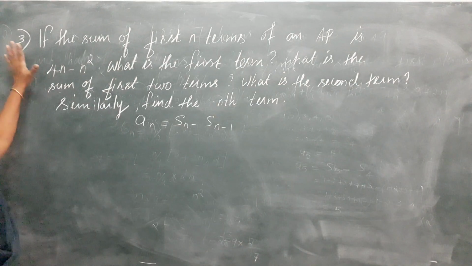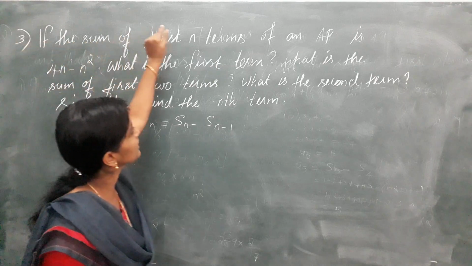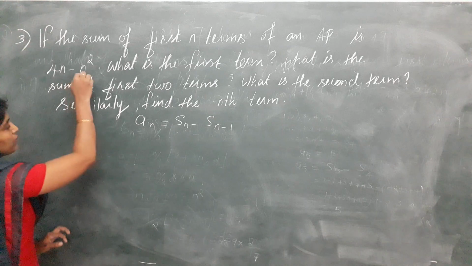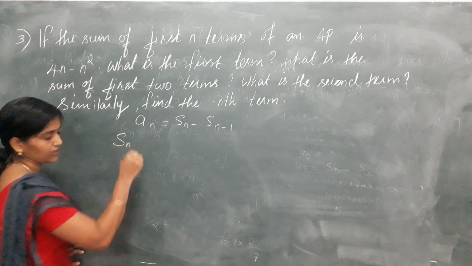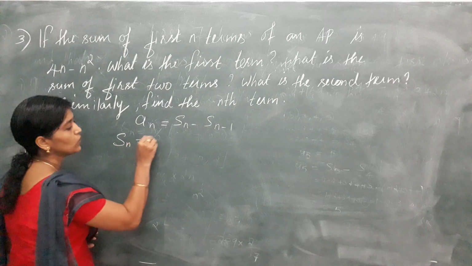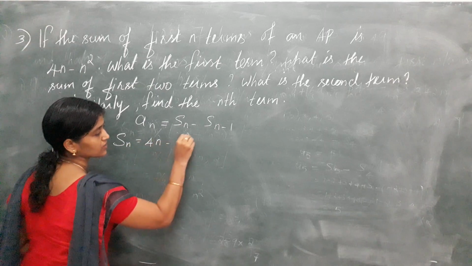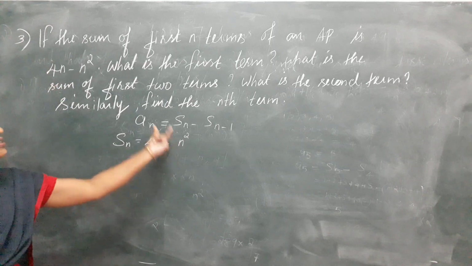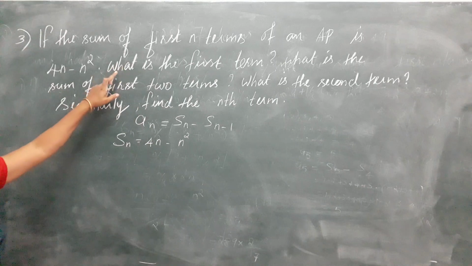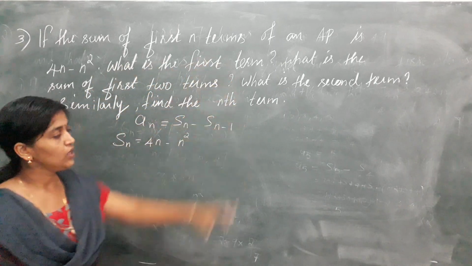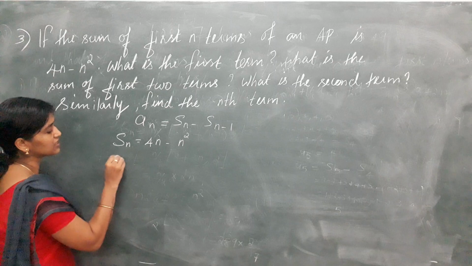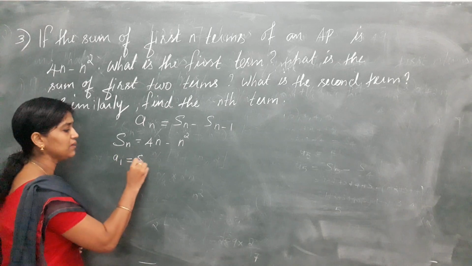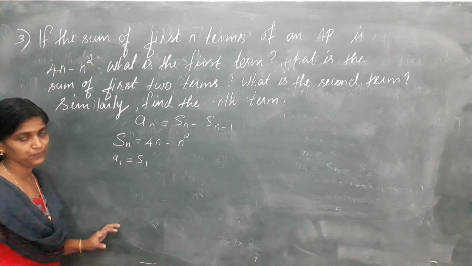And see what is the question here. If the sum of first n terms of an AP is 4n minus n square. So sum of first n terms is denoted as Sn. Sn is equal to 4n minus n square. It's given in the question. We are asked to find what is the first term. So first term of an AP is denoted as A1. Here you can see A1 will be same as S1, that is sum of first term.